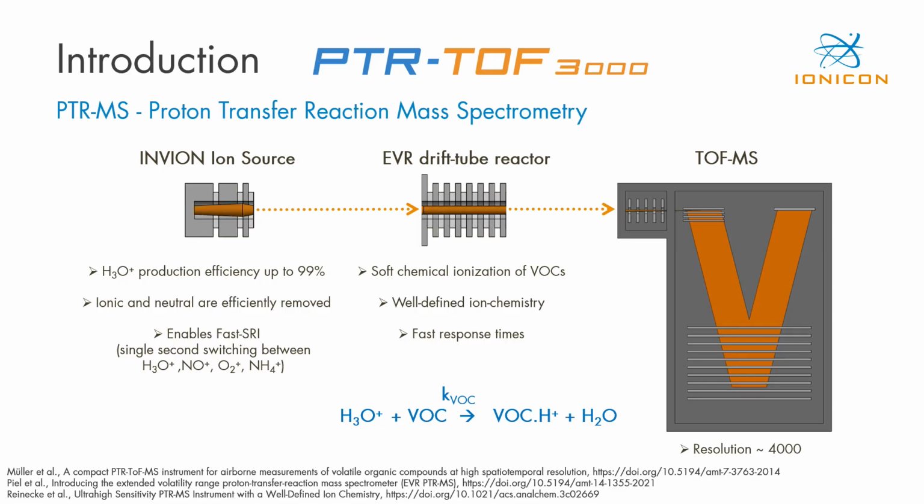Reagent ions are injected from the ion source into a drift reactor, and here we ionize our VOCs via soft chemical ionization. We control the collision conditions in the reactor, and thus get a very well-defined ion chemistry. To ensure quick response times, all wetted surfaces are treated with IONICON's Extended Volatility Range, EVR, technology. Finally, all the ions are separated by their mass-to-charge ratio and detected in the time-of-flight mass spectrometer.